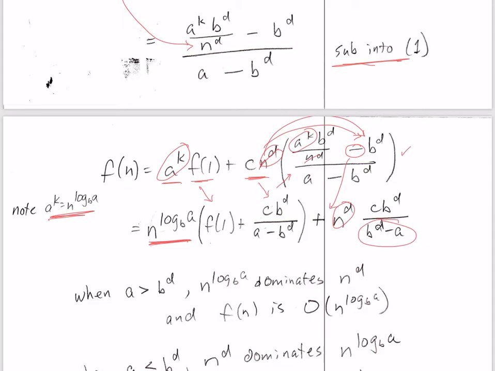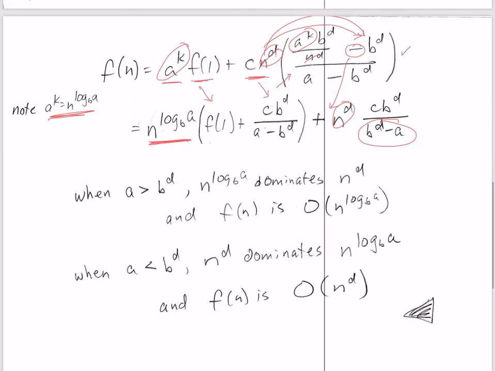And now I have a function in two terms. f of n is equal to n to the log base b of a times a constant, plus n to the d times a constant. Which one will dominate? Well, when a is greater than b to the d, then n to the log base b of a will dominate n to the d, because log base b of a will be greater than d. If I take the log of both sides of that inequality, I'll see that.